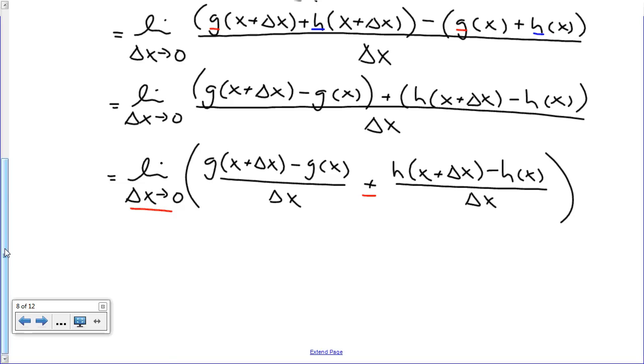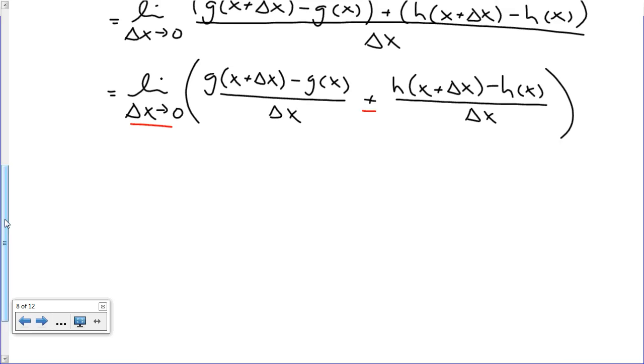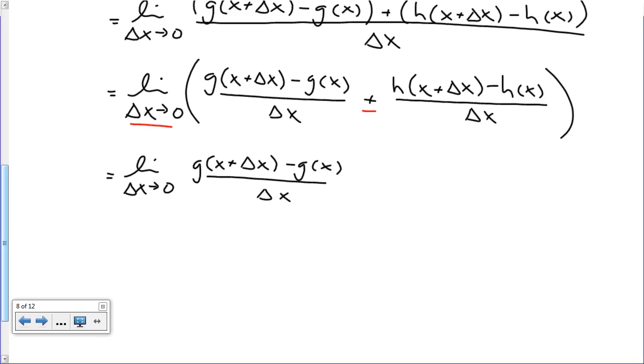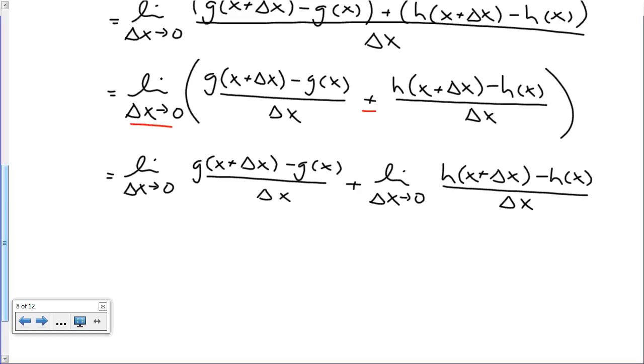So I can rewrite this way. I can rewrite this as the limit as delta x goes to 0 of g of x plus delta x minus g of x all over delta x, plus the limit as delta x goes to 0 of h of x plus delta x minus h of x all over delta x. Okay, limit of a sum is equal to the sum of the limits.